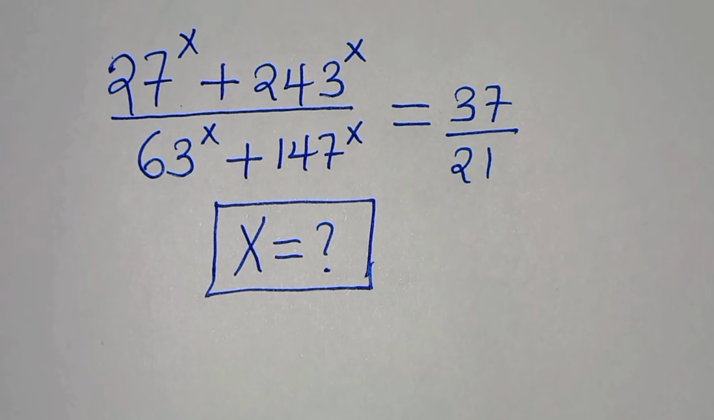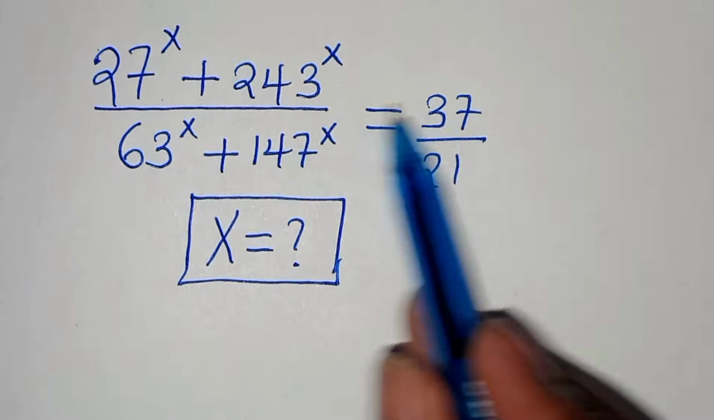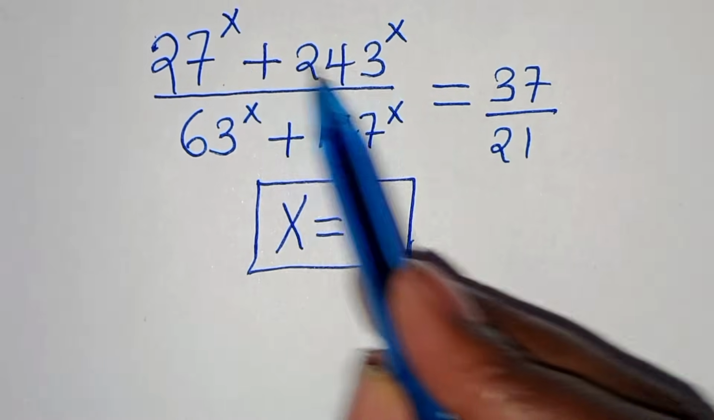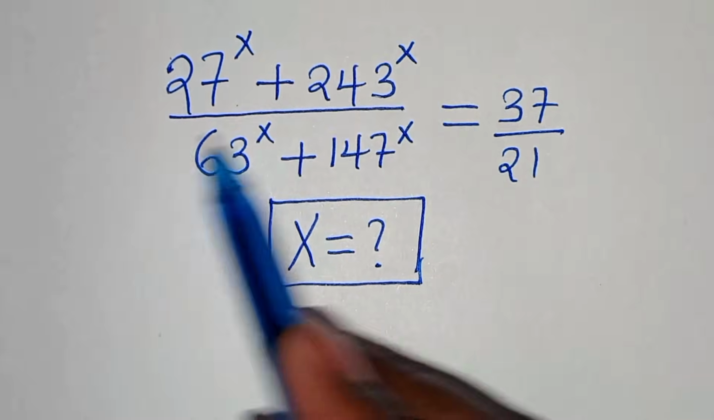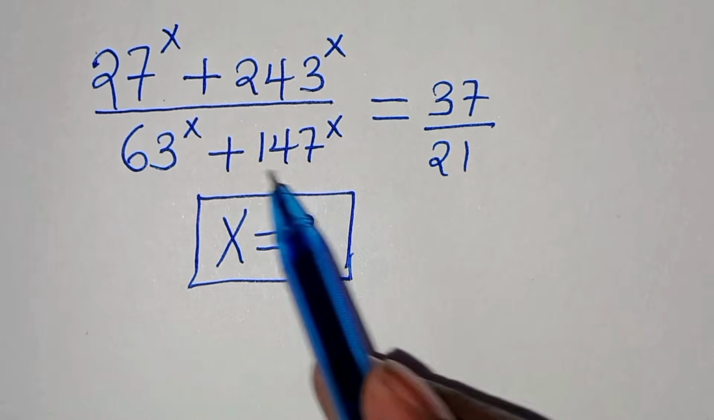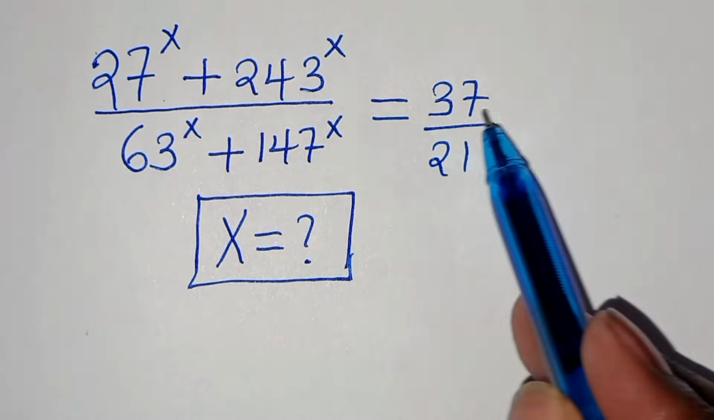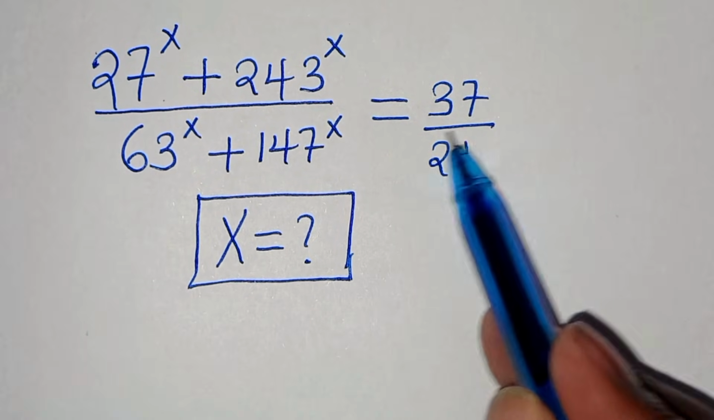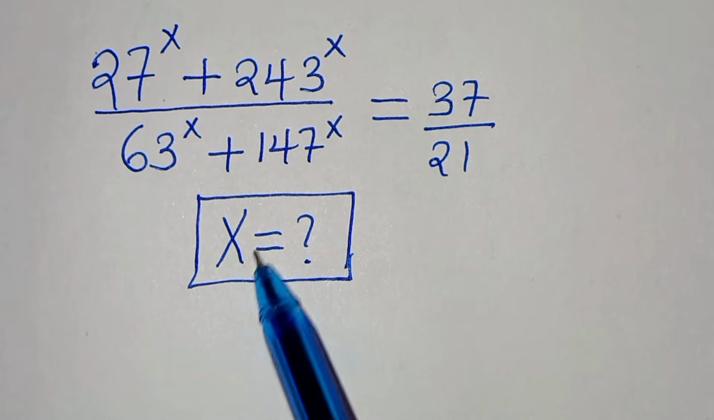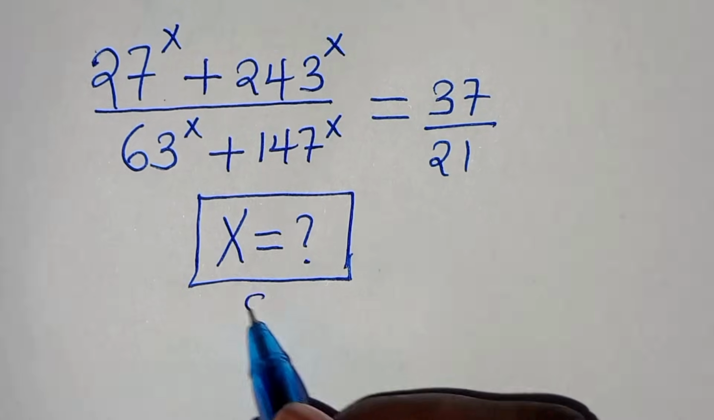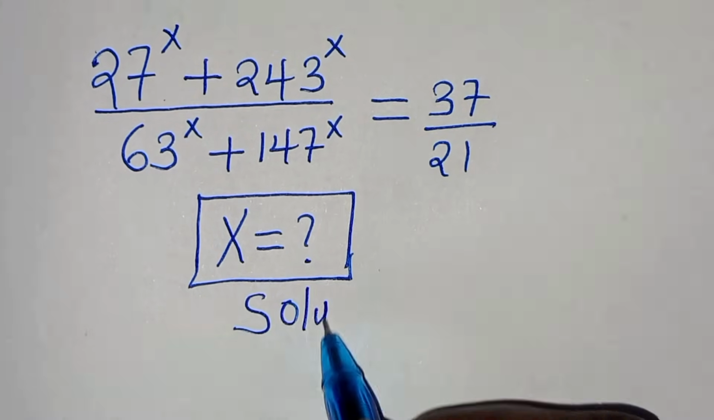Hello everyone, you're welcome to solve this nice math problem, which is (27^x + 243^x) divided by (63^x + 147^x). This is equal to 37 divided by 21. So what is the value of x or values of x? Now let's provide a solution from here.